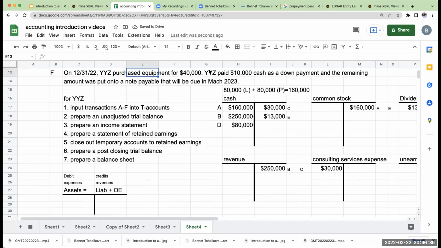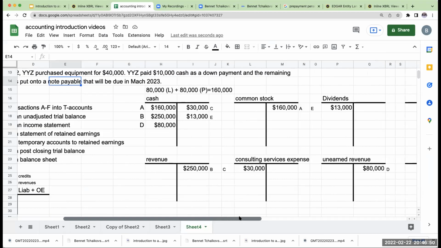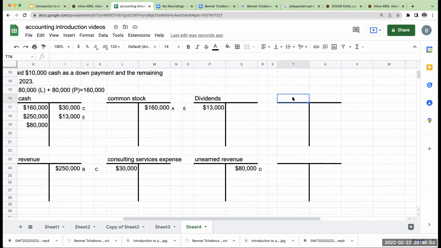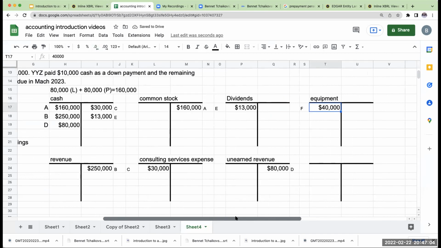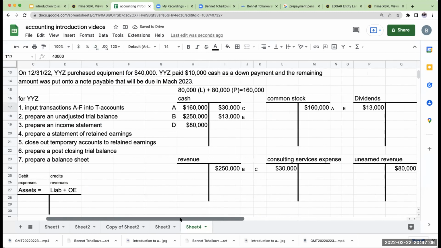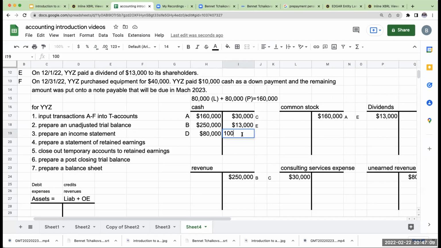I purchased equipment for $40,000. So I got equipment. How did I pay for it? I paid $10,000 cash as a down payment, and the remaining amount was put onto a note payable that will be due in March of 2023. So let's figure this out. I'm receiving equipment for $40,000. Equipment is an asset. I'm going to put this on my books with a debit. But for every debit, I need a corresponding amount of credits. I credit over here $10,000 in cash because that's how much I paid for that equipment.